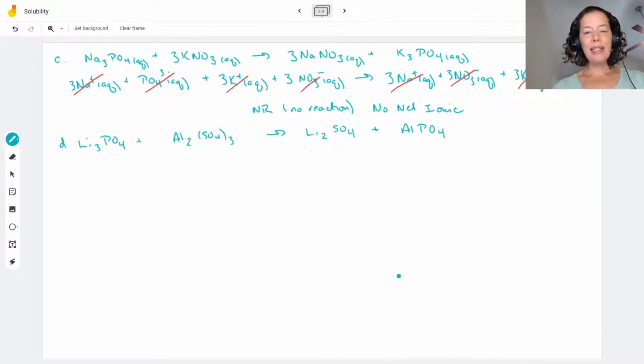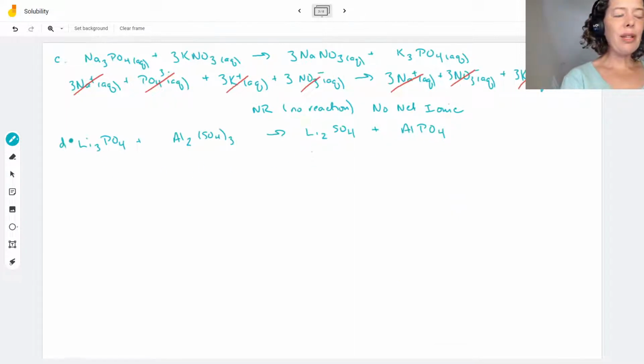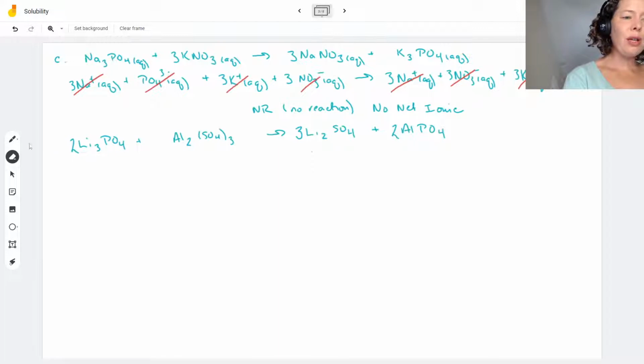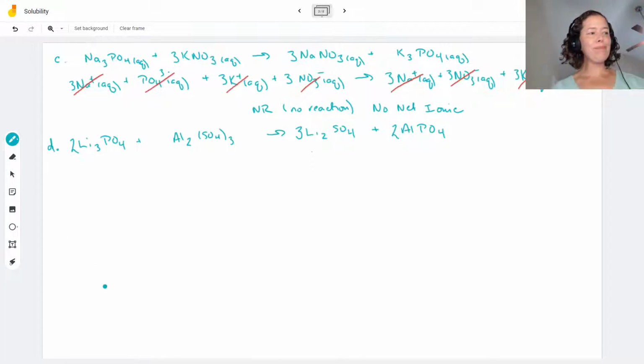Now let's balance this. So I'm trying to balance my lithiums here. Actually, I'm going to need to put a 2 in front of here and a 3 here. So I have 6 lithiums on both sides. This gives me 2 phosphates, I've already got 2 aluminums, and that gives me 3 sulfates. Okay, so this is now a balanced equation. And that D there is kind of bothering me. It looks like part of the reaction.